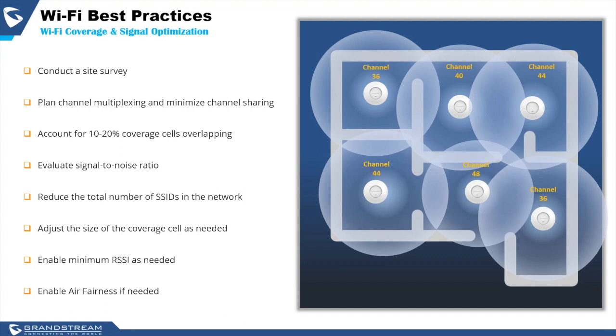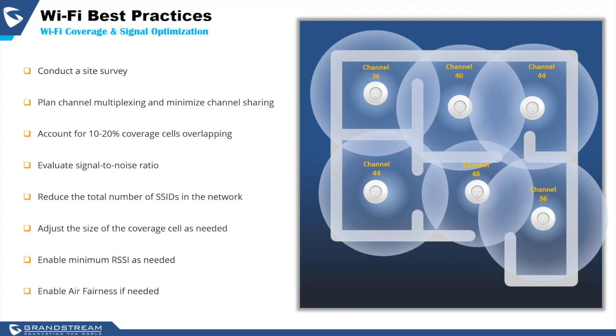You also want to reduce the total number of SSIDs in the network. Each additional SSID in the wireless network will bring a lot of air interface overhead. Every time you enable an SSID, it will start broadcasting its beacon frames and management frames. And just these two types of frames can easily consume 3% of the data rate available.